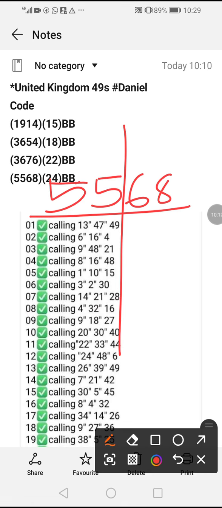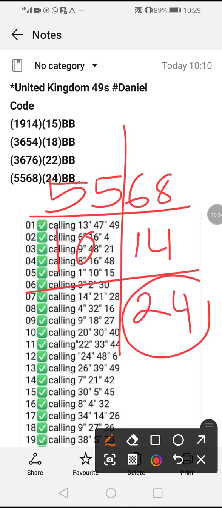So now 5 plus 5 is a 10. 6 plus 8 should be a 14. Then 10 plus 14 gives us what? A 24. A 24 dropped last night.